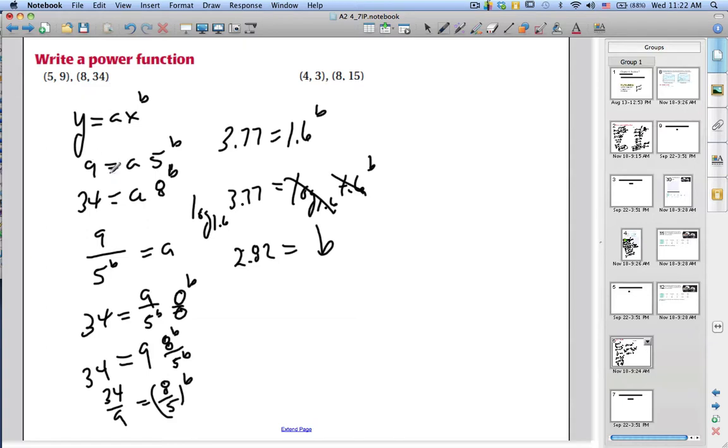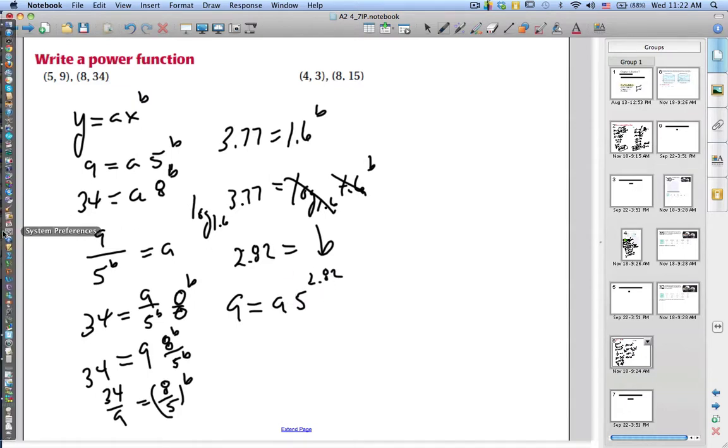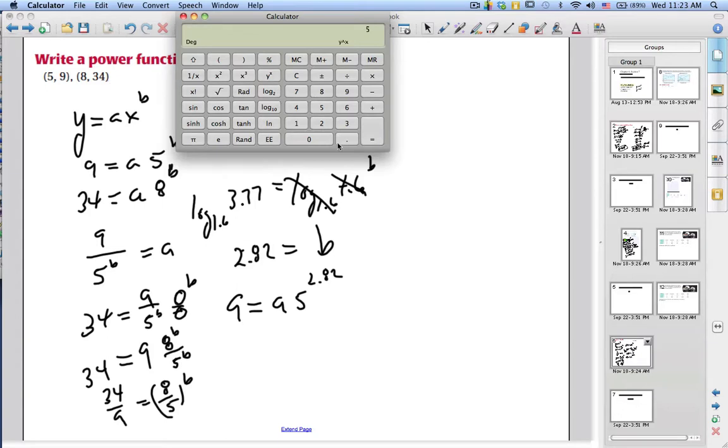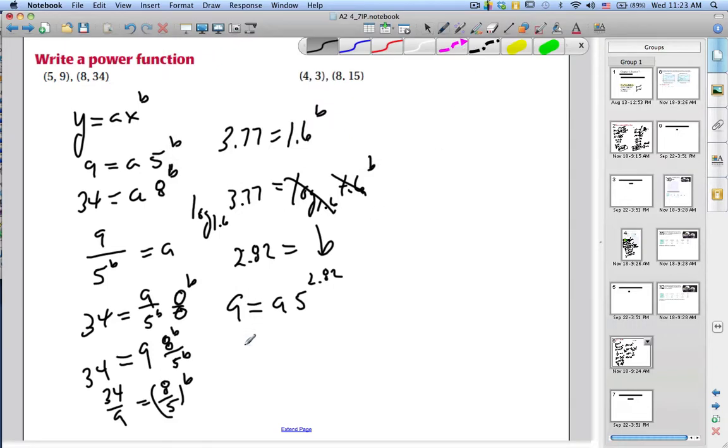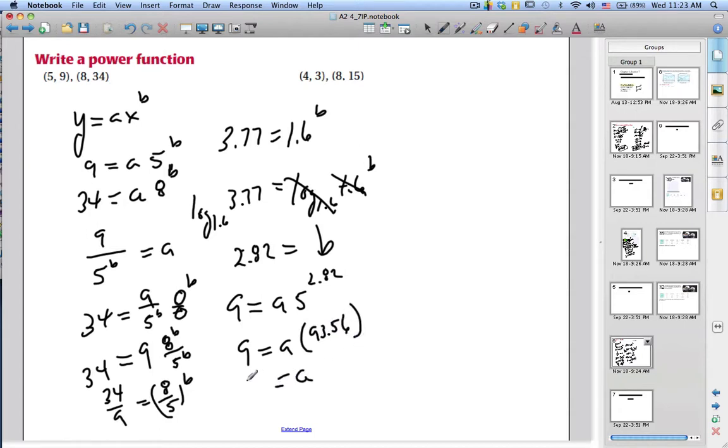Now if I go ahead and plug back up into one of these guys, 9 is equal to a times 5 to the 2.82 power. Then I can find what 5 to the 2.82 power is. 5 to the 2.82 power. Yeah, 93.56. So I'll get 9 is equal to a times 93.56. So a will be equal to 9 divided by 93.56.